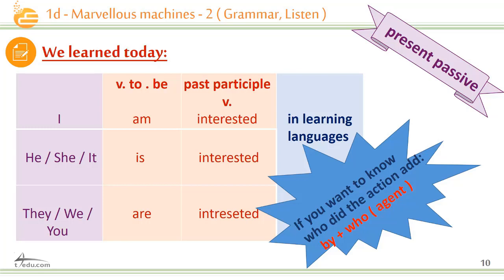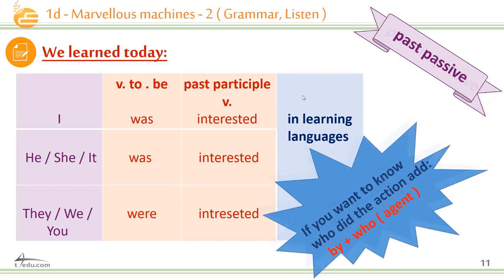Okay. Now, to sum up the lesson, we learned today that I, the verb to be in the present passive, should be am. It's the present form of the verb to be. I goes with am. Interested. I am interested. This is a past participle. Please don't forget that this is not the past tense. This is the past participle of a regular verb. Okay? He, she, it is interested in learning languages. They, we, you are interested in learning languages. And if you want to know who did the action, you just add by plus who, or we call the agent. Okay, this is the present form of the passive sentences.